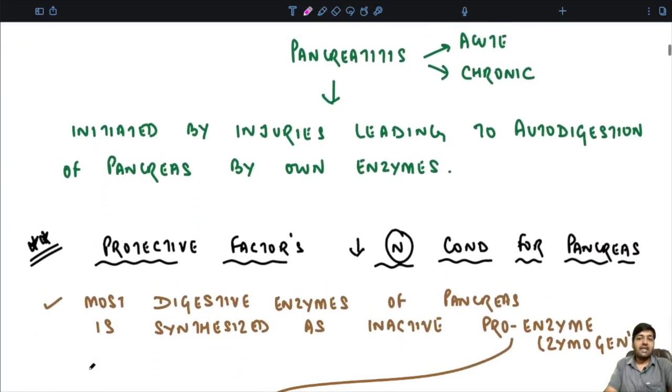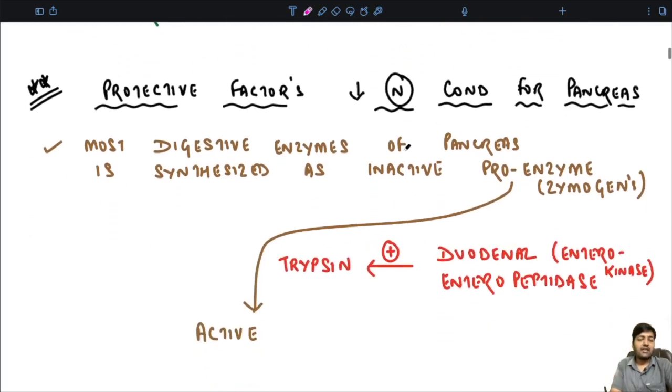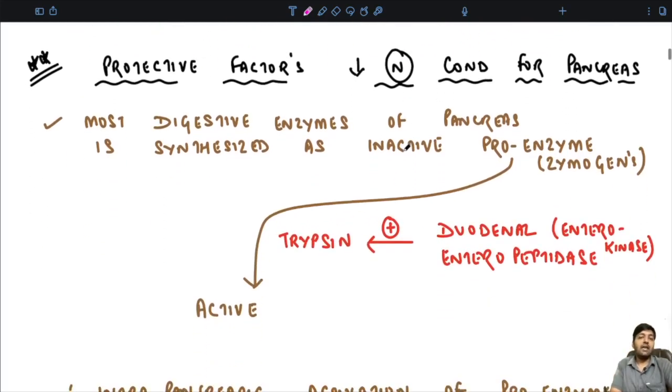So basically we start with pancreatitis. As I have already explained, pancreatitis can either be acute or chronic. Pancreatitis is initiated by injuries leading to auto-digestion of the pancreas by its own enzymes. Normally there are certain protective factors which prevent auto-digestion of the pancreas. Just like in the GI tract, in the stomach, there are certain protective factors which prevent any kind of injury to the stomach.